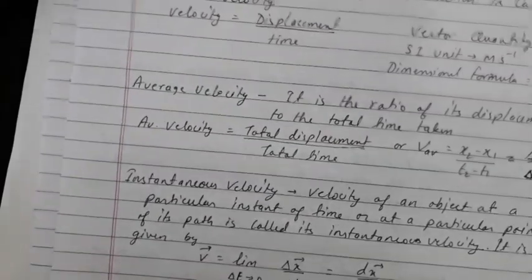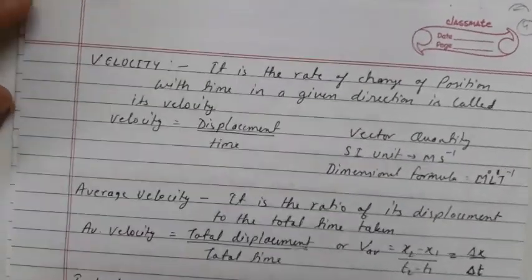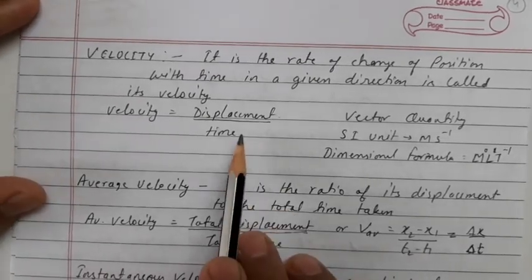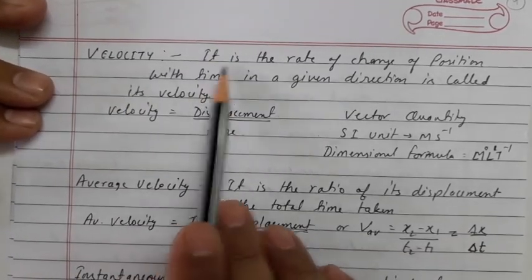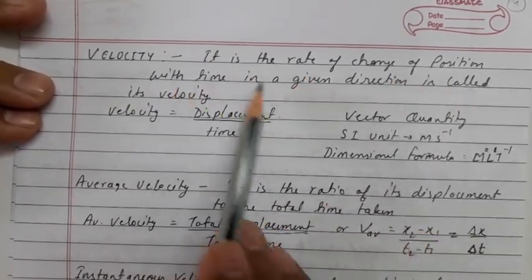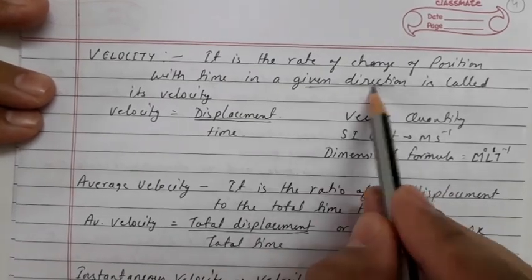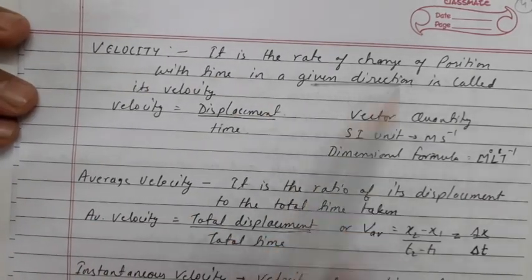Now comes the velocity. Velocity is a vector quantity. Why? Because it depends on the displacement, and if the displacement is a vector quantity, then automatically velocity will also be a vector quantity. So what is velocity? It is the rate of change of position with time in a given direction. You have to remember this, that it is in a particular given direction. Okay, so velocity depends on the direction.